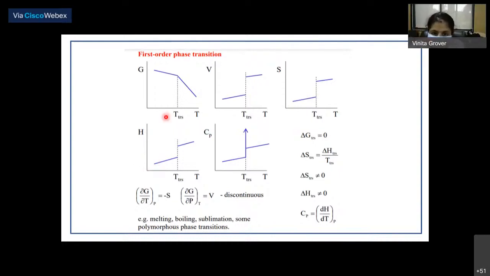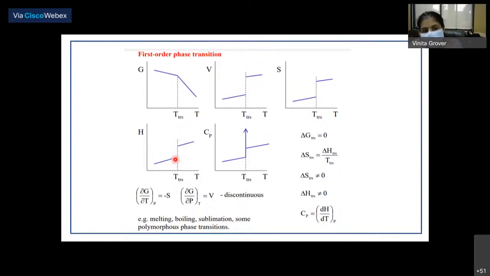Isn't it? So this is your volume of phase 1. This is the phase transition temperature. And this is your volume of phase 2. So there is a huge discontinuity in the volume of the two phases that are connected by this particular phase transition temperature. All right. Similarly for enthalpy, similarly for H.